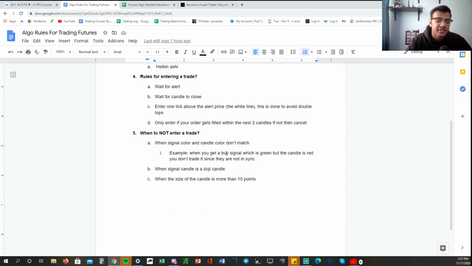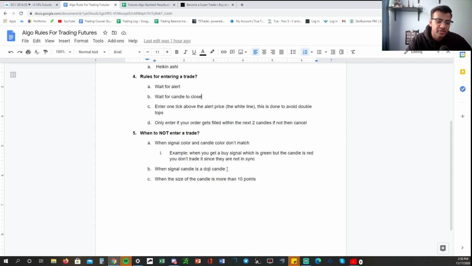So when not to enter a trade, right? This is one of the most important parts. First is when the signal color and the candle color don't match. For example, you have a buy signal, but then the candle is red. That's not good. That means it's a false alert. Just don't go with it.